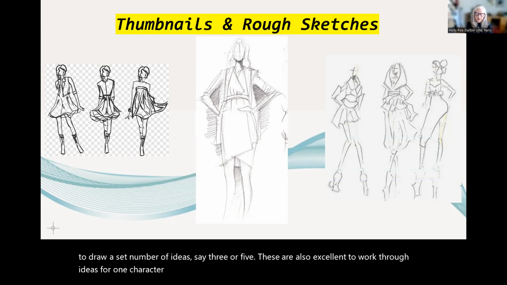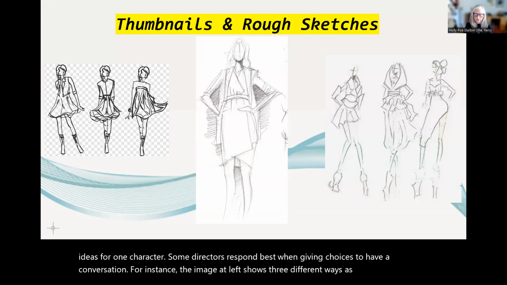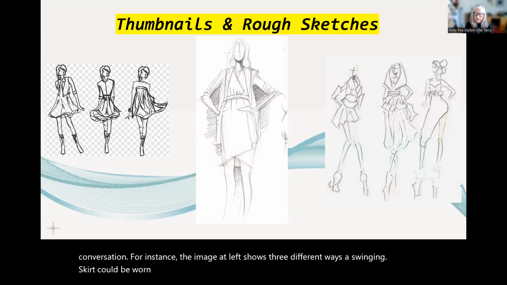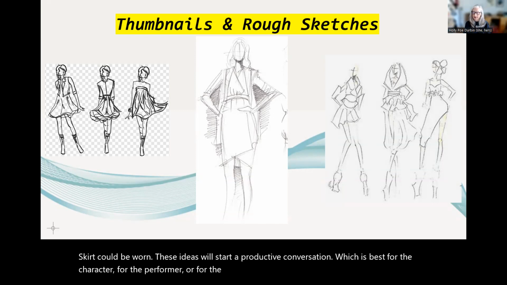Some directors respond best when given choices to have a conversation. For instance, the image at left shows 3 different ways a swingy skirt could be worn. These ideas will start a productive conversation. Which is best for the character, for the performer, or for the movement in each scene?